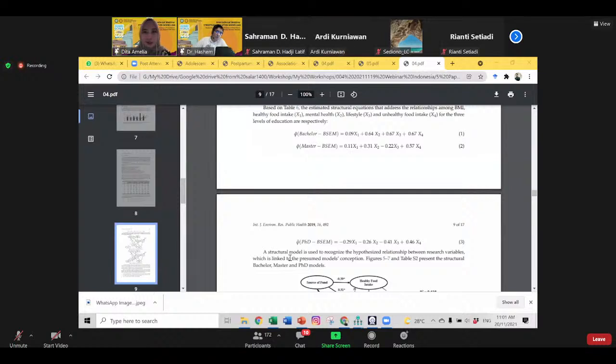We have the next question from the chat room, from Mr. Adi Wijaya. In SEM, we have two common approaches, covariance based and variance based. According to your experience and research, which one do you prefer?